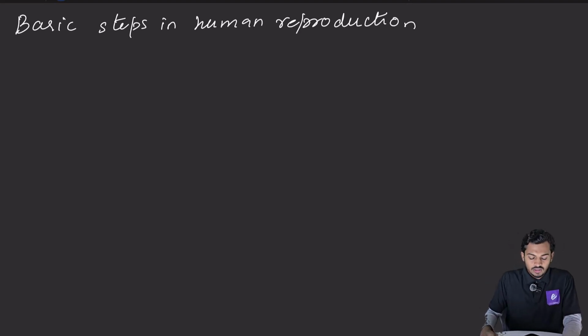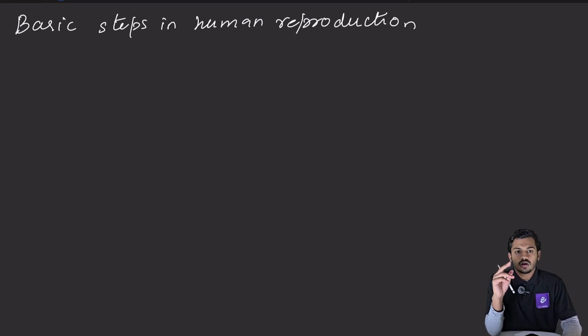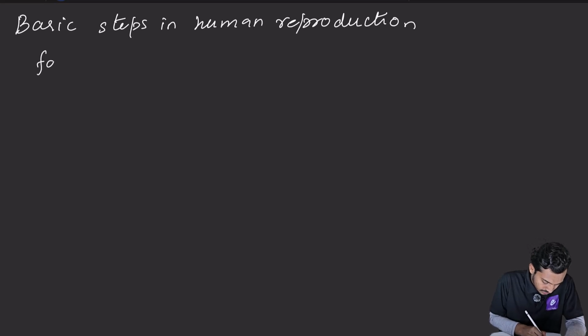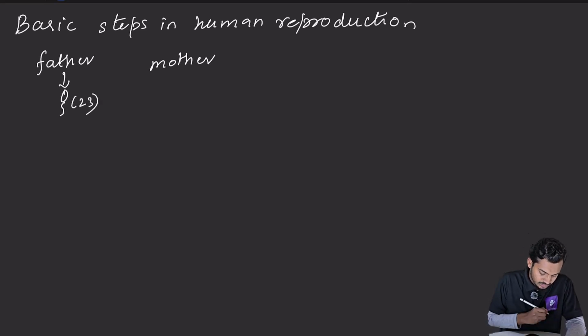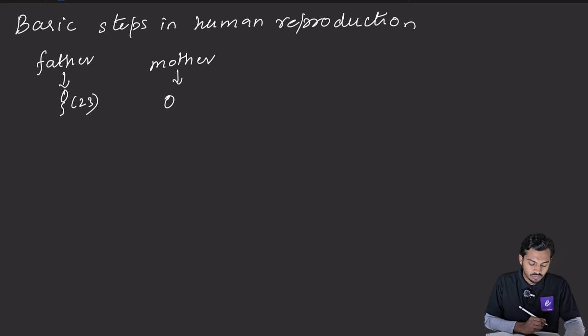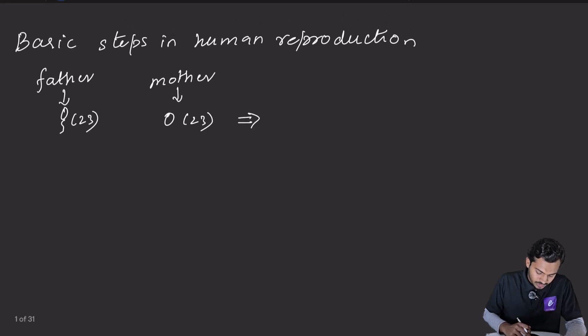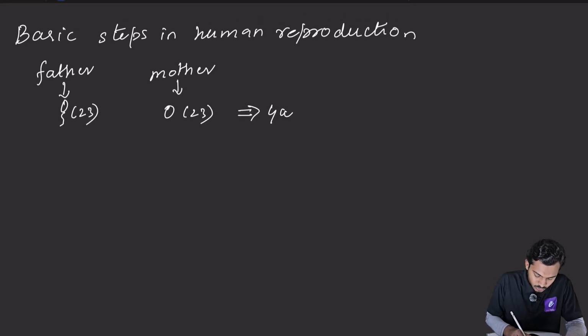Since humans are sexually reproducing organisms, there are always two parents. Understood? Two parents. The male parent is called the father and the female parent is called the mother. ठीक है दोस्तों. Father will produce the male gamete, that is sperm, and the sperm is haploid, it has 23 chromosomes, and mother will produce the female gamete, called the ovum, and the ovum is also haploid, it has 23 chromosomes. So this step where the gametes are produced is called gametogenesis.